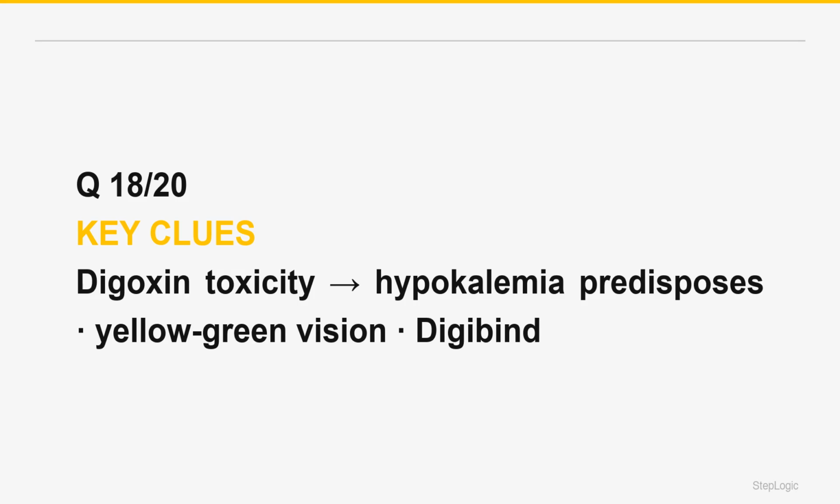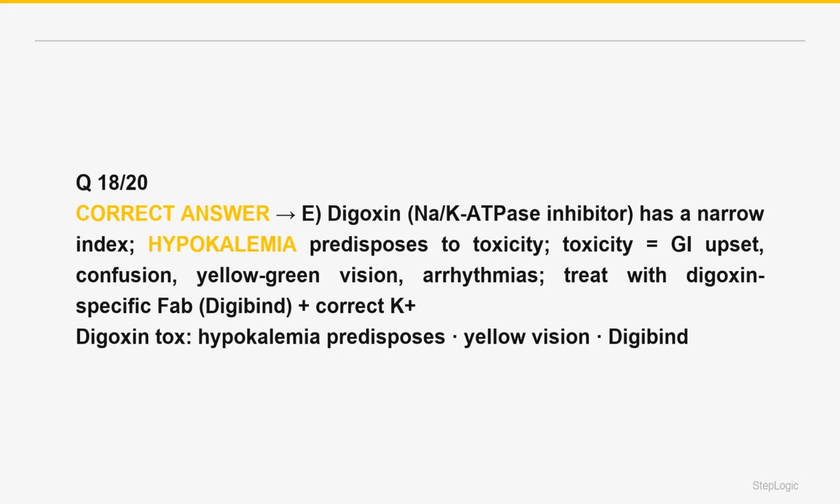It has a narrow therapeutic index, so toxicity is common and high yield. The correct answer is E. The crucial precipitant is hypokalemia. Because digoxin and potassium compete for the same site on the sodium-potassium ATPase, low potassium leaves more binding sites open for digoxin, leading to enhanced effect and toxicity.